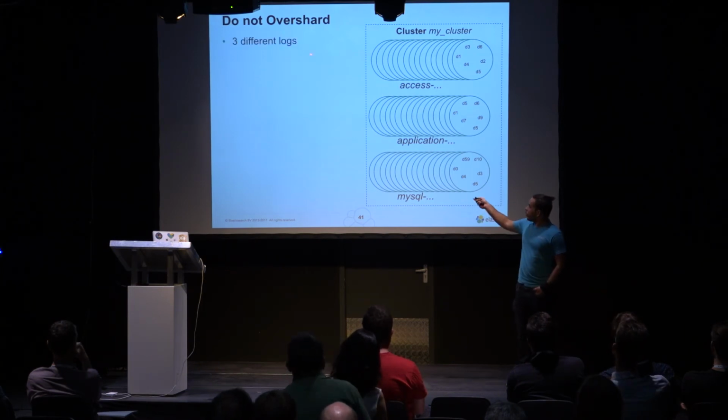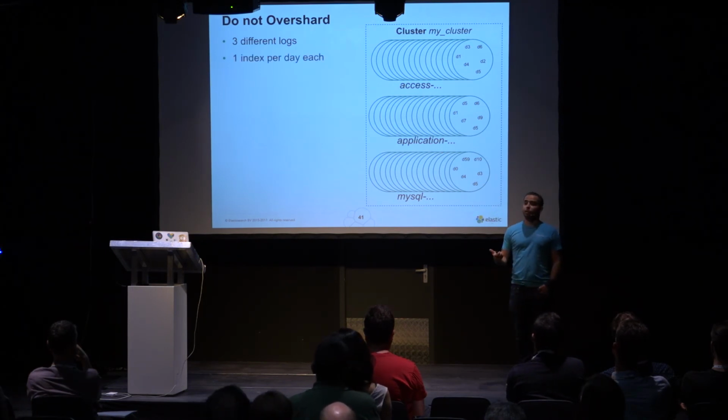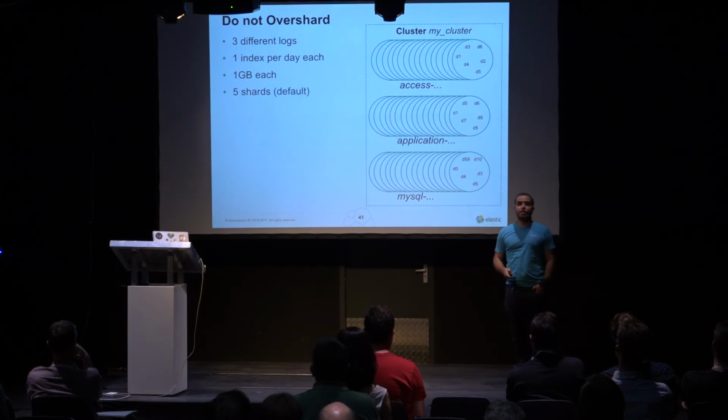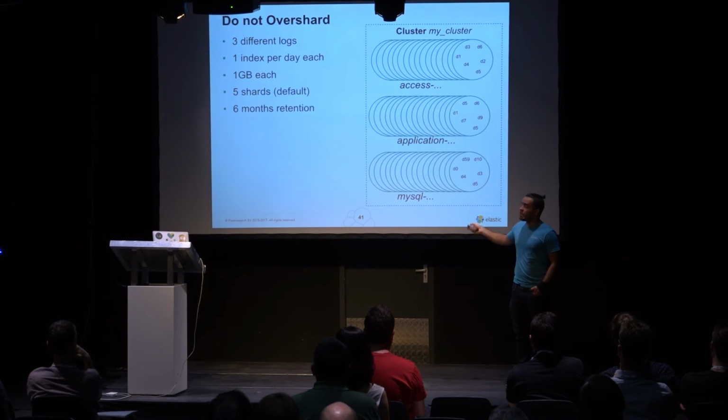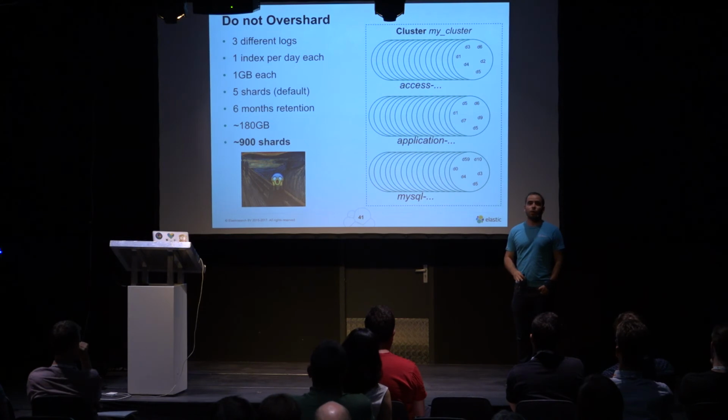3 different logs: access logs, application logs, and MySQL log. 1 index per day each. That's the default in Logstash and Beats. 1 gigabyte is going to be each of those indices. 5 shards, that's the default we have. 6 months retention, that's your requirement. So this means 180 gigabytes in 900 shards. That's not good. Not good at all.